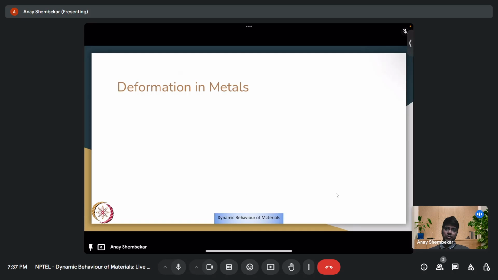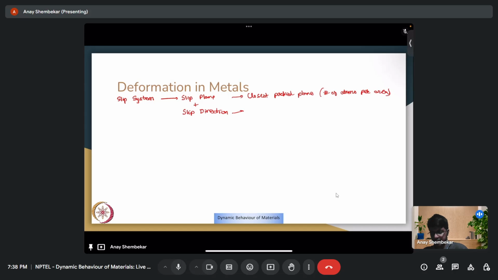So, if such dislocations exist, the next question becomes how are they activated, how do they move. We'll first answer how they move. So, the first way is something called a slip system. A slip system basically refers to the slip plane and the slip direction. Slip plane is usually the closest packed plane in terms of number of atoms per unit area. Slip direction is similar but in a linear sense, the closest packed direction of atoms.